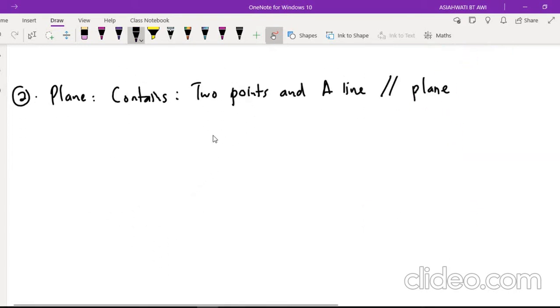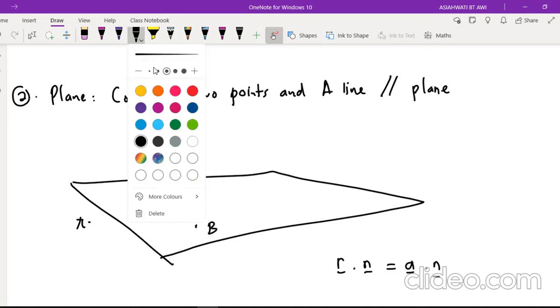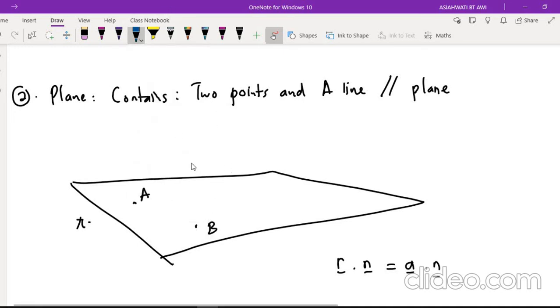The second case is given 2 points and a line which is parallel to the plane. Visualize the plane pi and write down the equation of the plane. Let's say the 2 points are A and B, and the line L is parallel to the plane. I mentioned that this is not a line on the plane; you just say it is parallel to the plane.